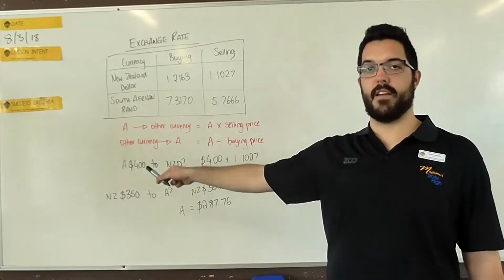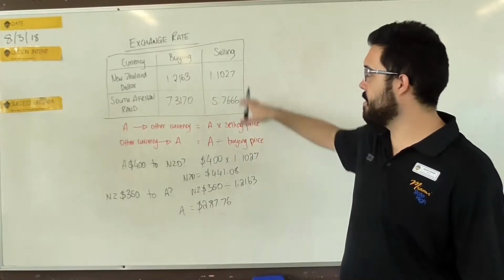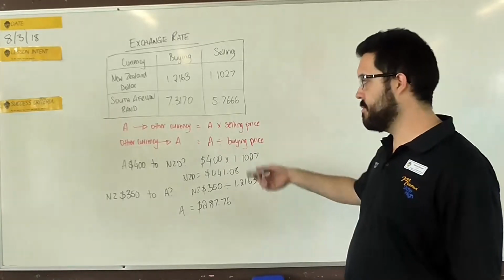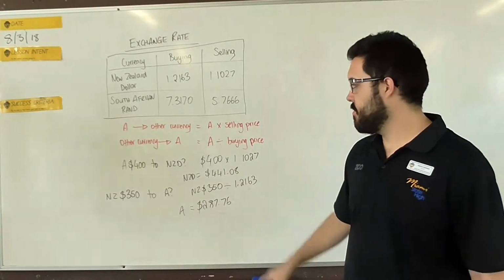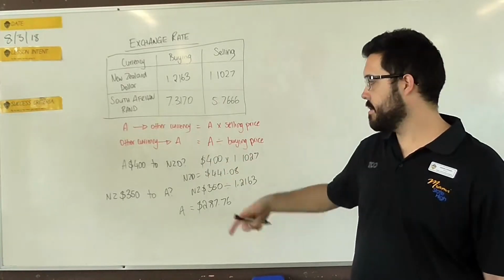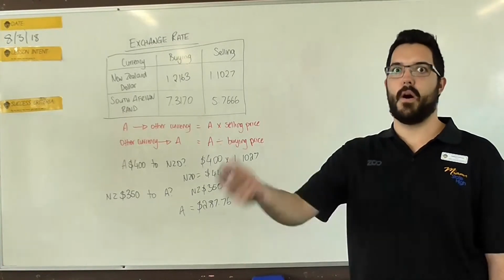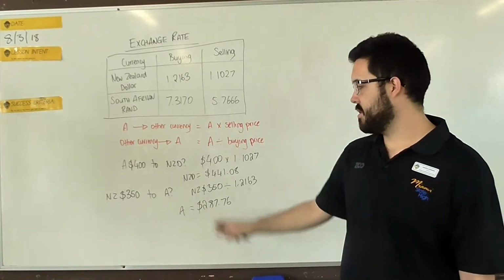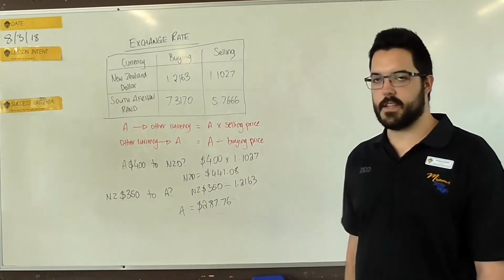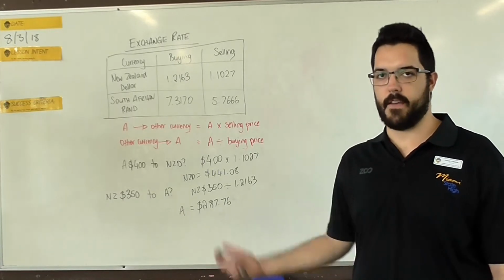If we're going from Australian to any other currency, we multiply our Australian currency by whatever the selling price is. If we're going from our other currency back to our Australian dollars, we use however much of the other currency divided by the buying price in the table, because the bank's buying that currency back off you. So down here, 350 New Zealand dollars divided by 1.2163, and you end up with $287.76 Australian. That's exchange rates.